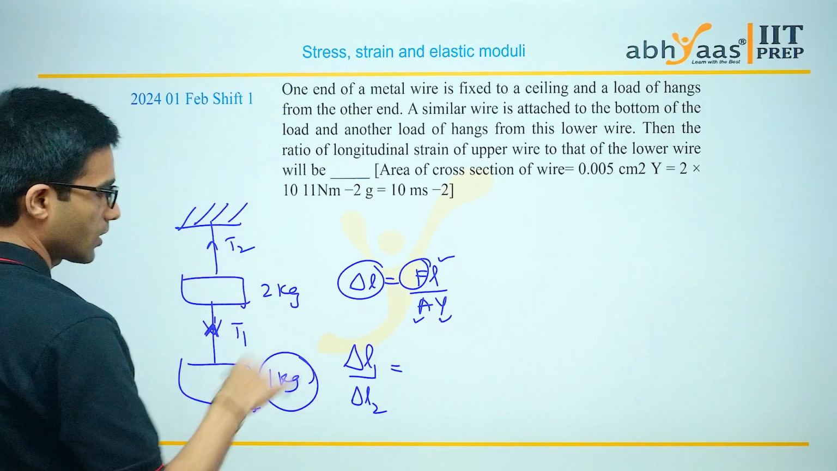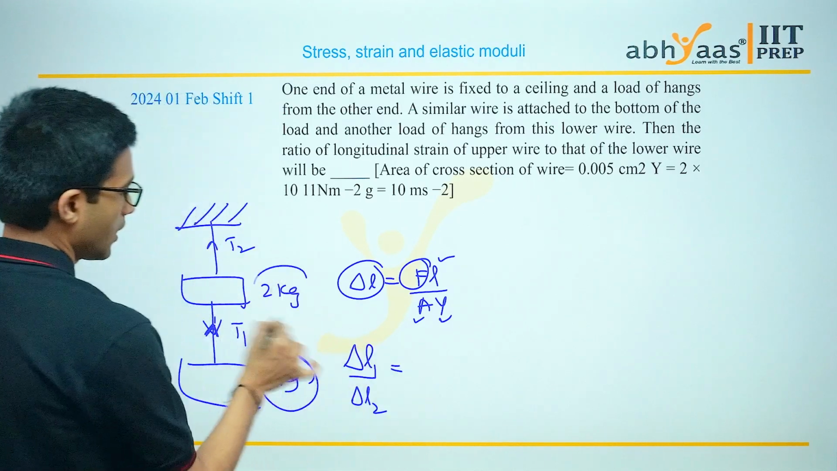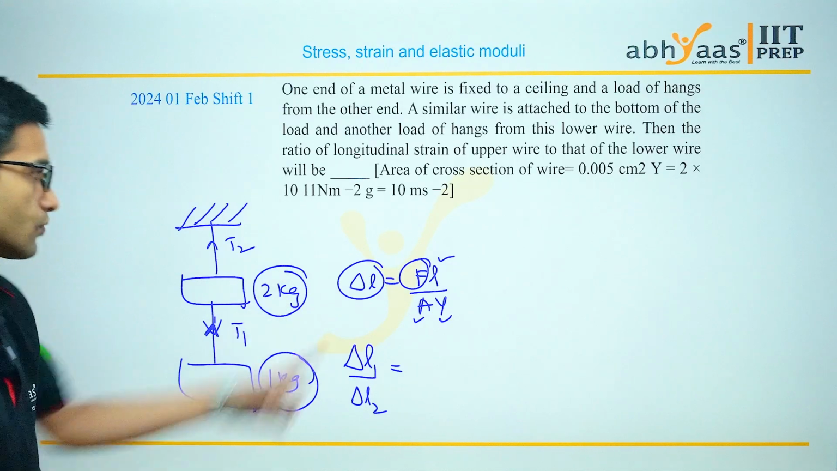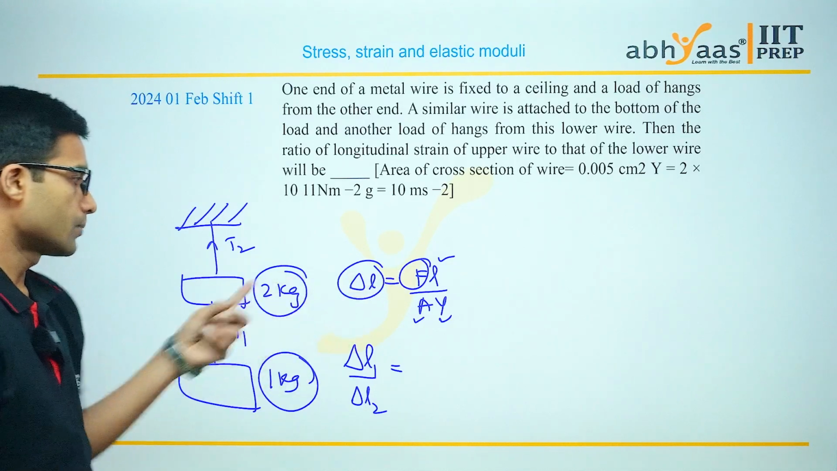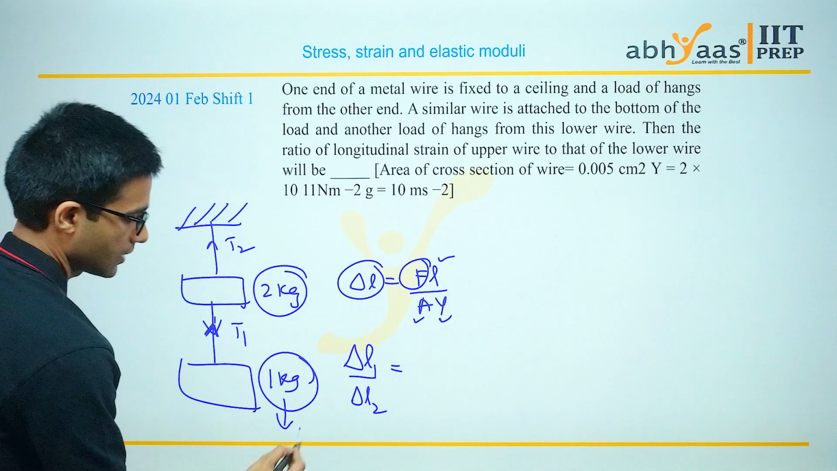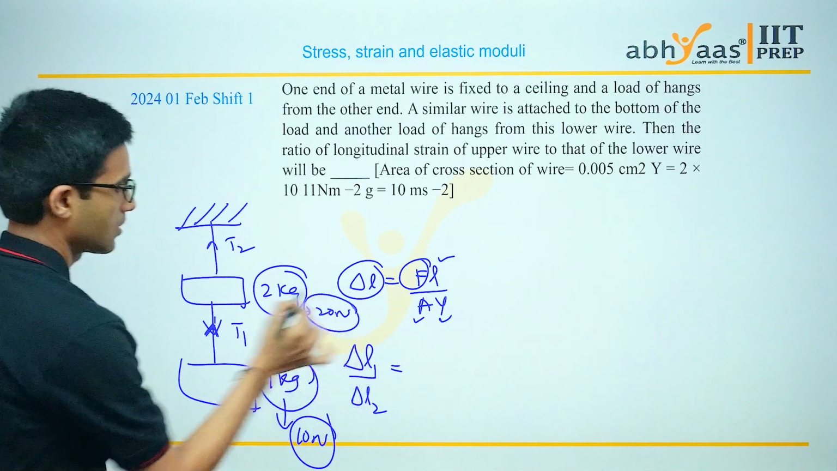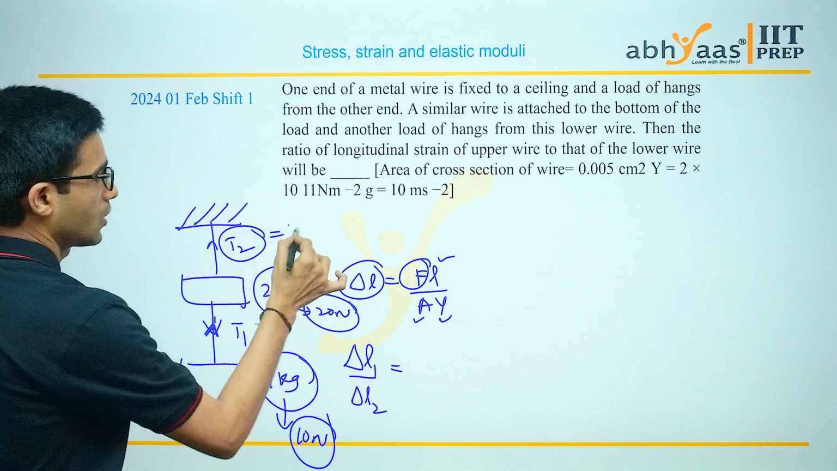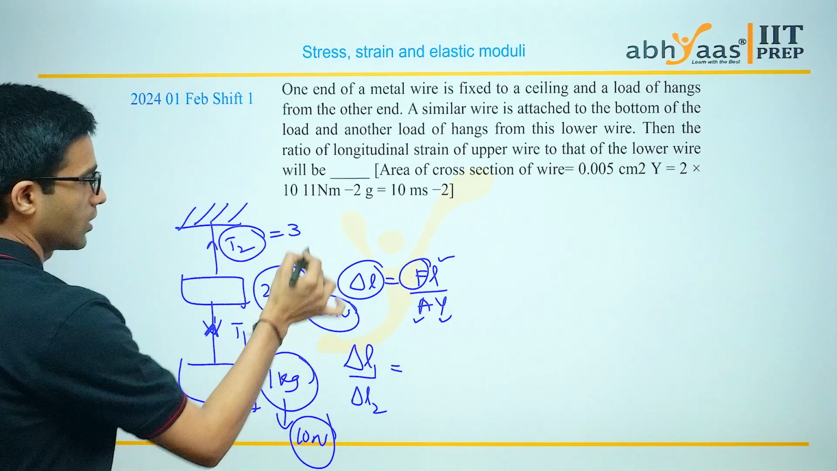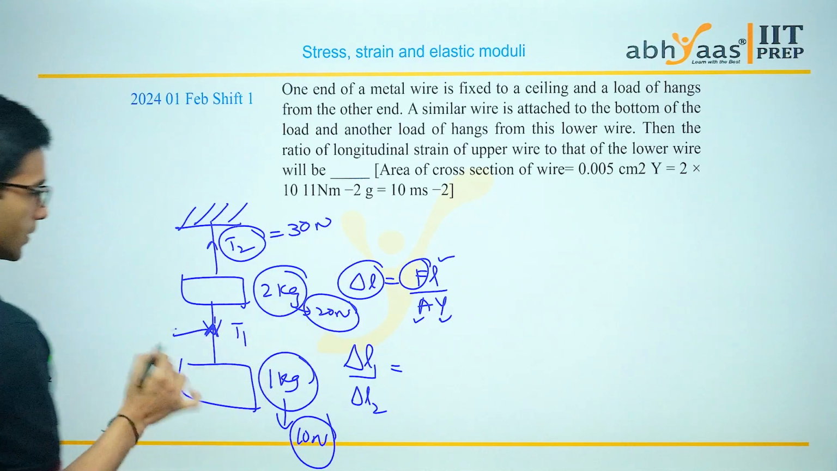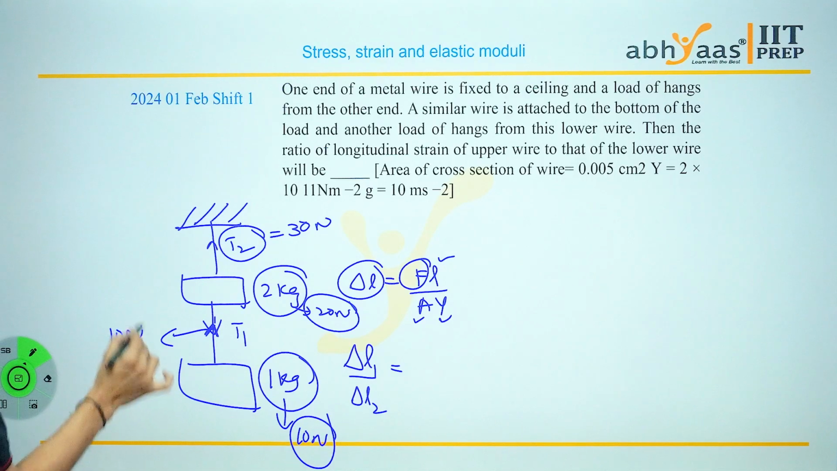Okay, this one. Considering the total setup, if we consider 20 newtons of force, how will you calculate? So mg, here 1 into g, that is 10 newtons, here 20 newtons. But here, considering the total, you have how much? 10 plus 20, that is 30 newtons. Here how much will be there? Only 10 newtons.